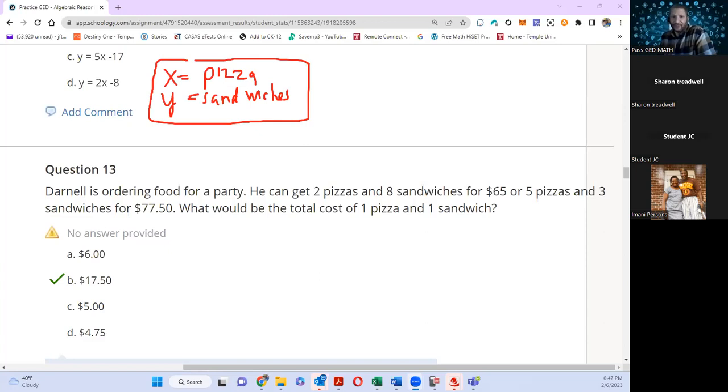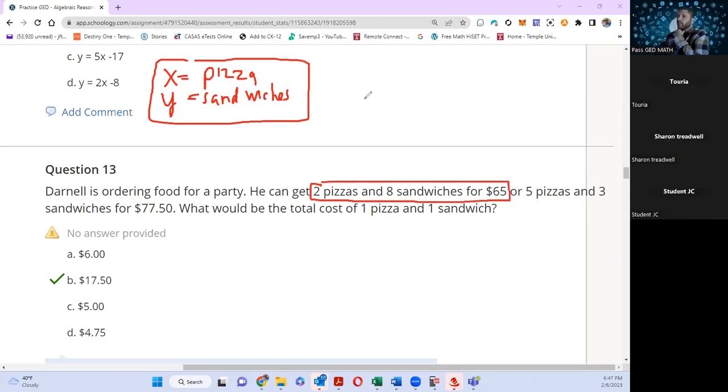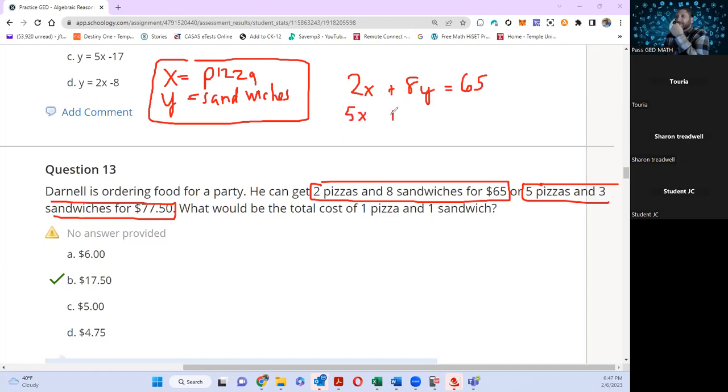Okay, so my first equation is going to be what? You got 2 pizzas, so 2x, because X stands for pizzas, plus 8y equals 65. Then what is going to be our second equation? You're going to have 5x, I'm sorry, 5x plus 3y equals 77.50.